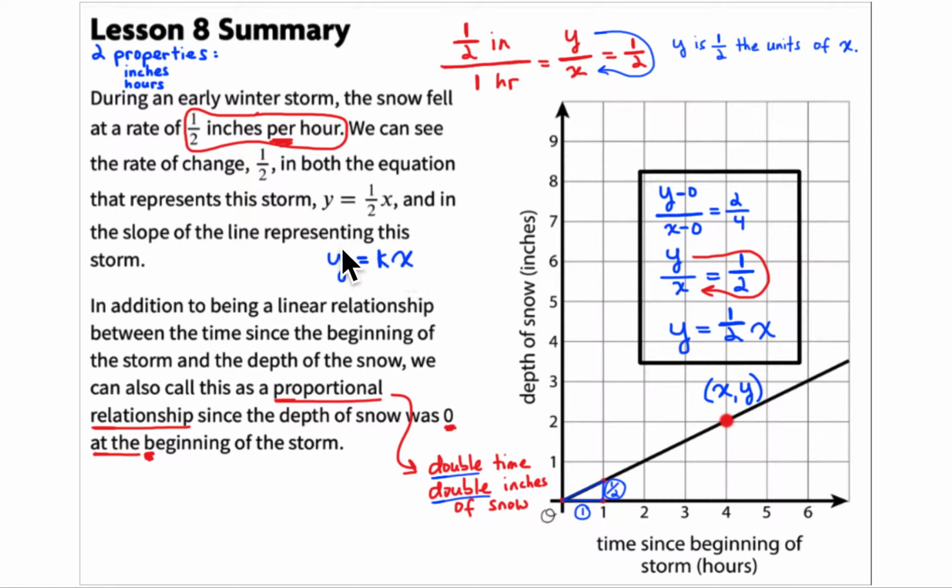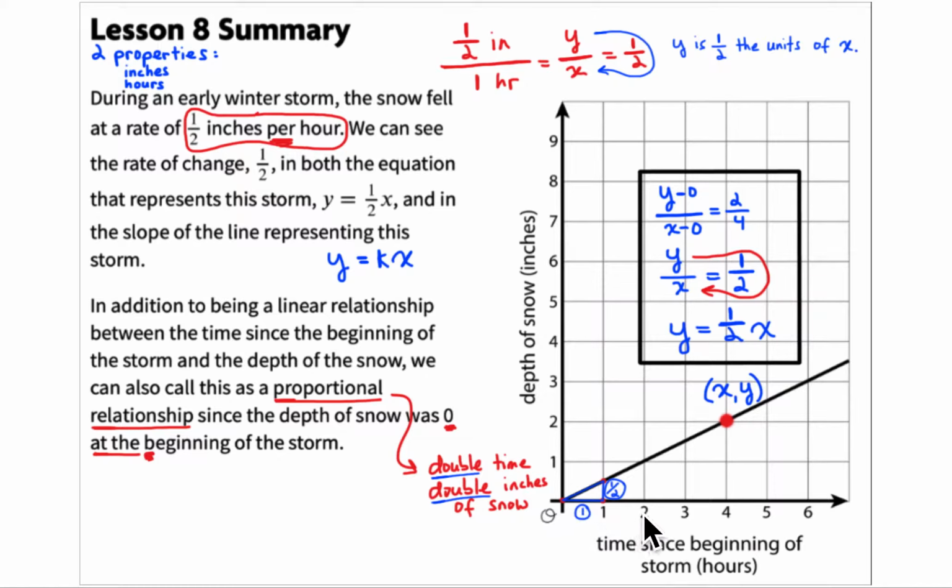This is the y equals kx part of the equation that we've talked about previously. This means it's a proportional relationship, so it goes through 0. If it's 0 time, then there are 0 inches of snow on the ground. In this case, the snow is just starting to fall as you're starting to measure it in this problem. So y equals kx. The amount of snow is proportional to the amount of time that the snow has fallen.